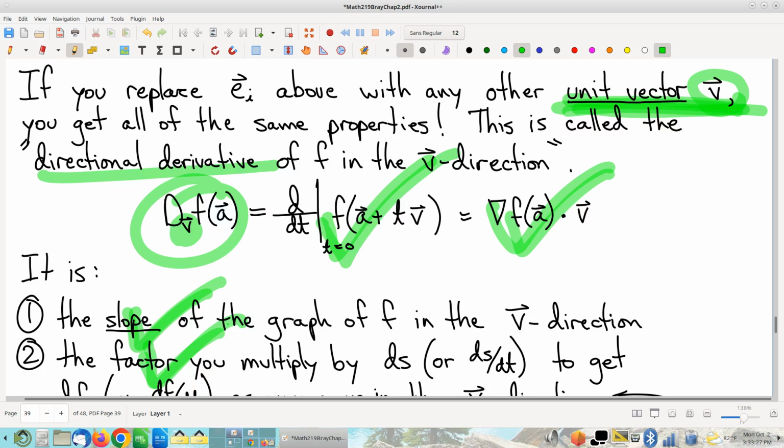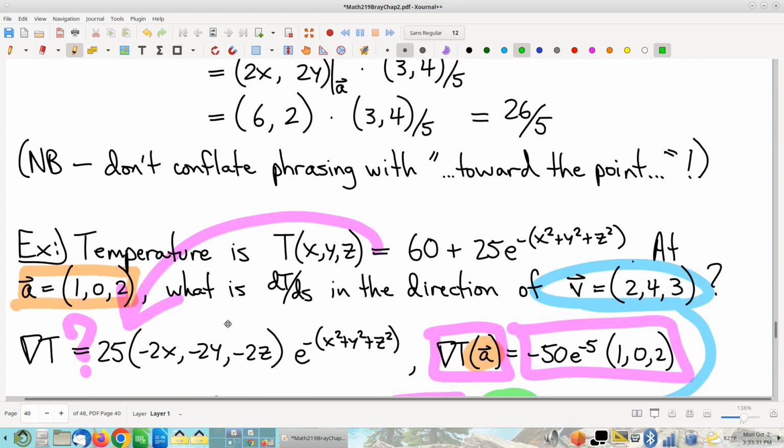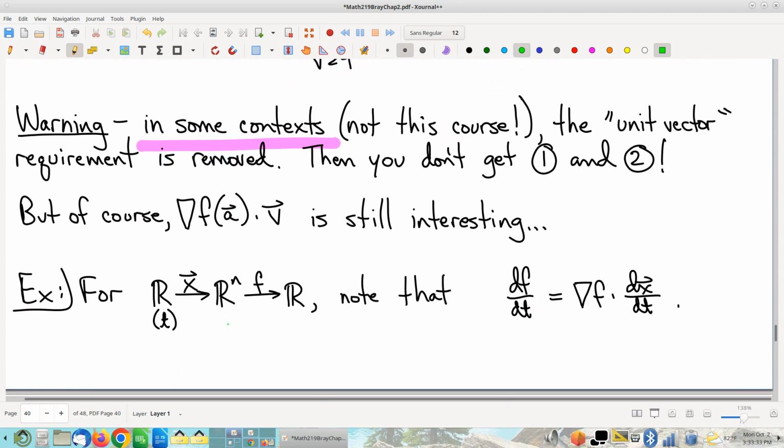Outside this course, heads up. And by the way, for whatever it's worth, outside of Math219, I'm one of them. I'm a non-unit vector person outside of Math219, but in Math219, no. Does that all make sense? Is everybody on board? Yes?